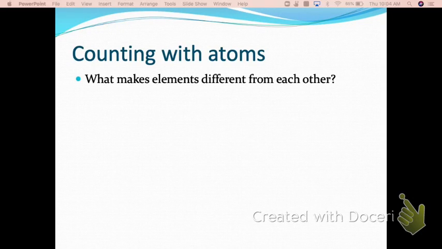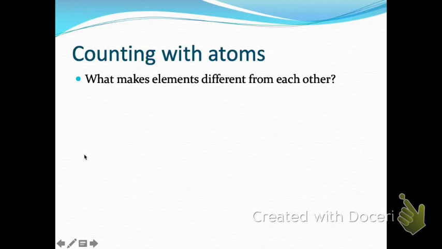We're going to talk today a little bit about things that make elements themselves, basically, right? And different things we can calculate using the periodic table and using what we know about elements. So answer this question for me. What is it that makes elements different from each other?